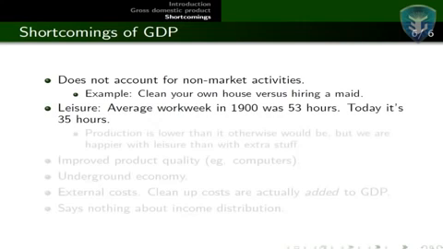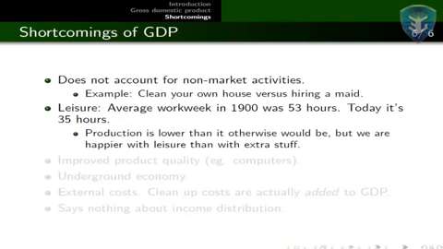The value of leisure is not added towards GDP. In 1900, the average work week was 53 hours. Today, it's only 35 hours. Production today is lower than it otherwise would be if we worked longer, but we're happier with the leisure than with the extra stuff. But the value of that leisure is not counted towards GDP. Improved product quality is often not counted towards GDP.